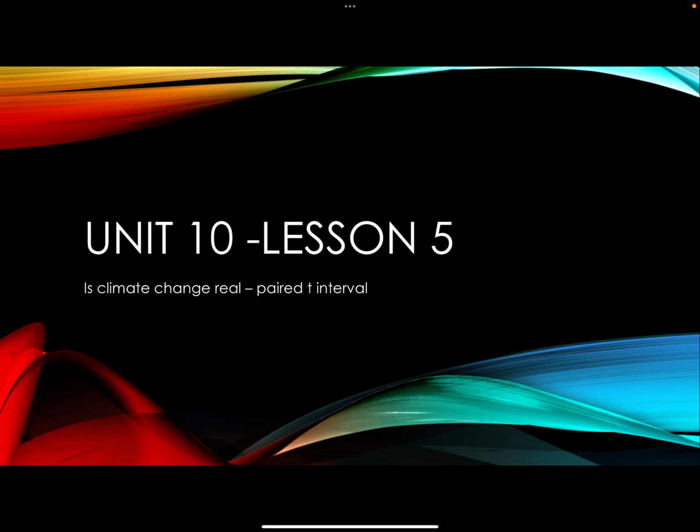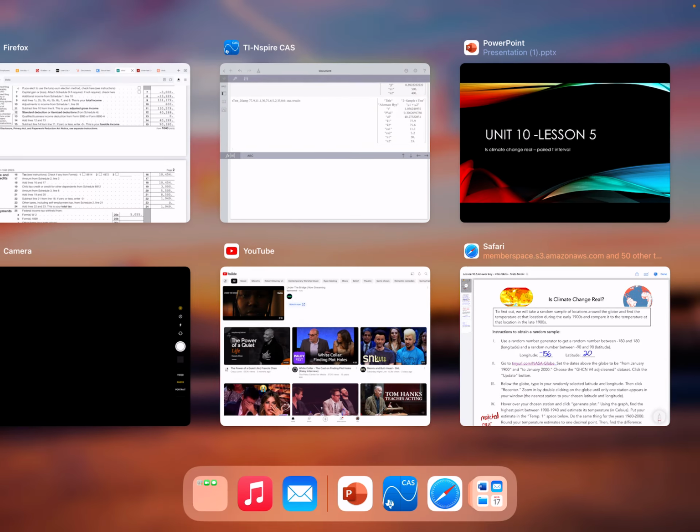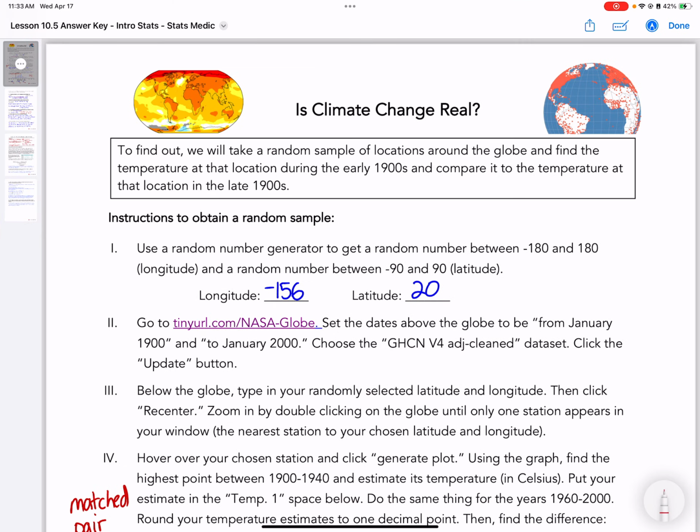Lesson 5, is climate change real? We're going to be discussing the paired t-interval today. All right, please turn to your packet. Is climate change real? Let me show you kind of what we did in class.